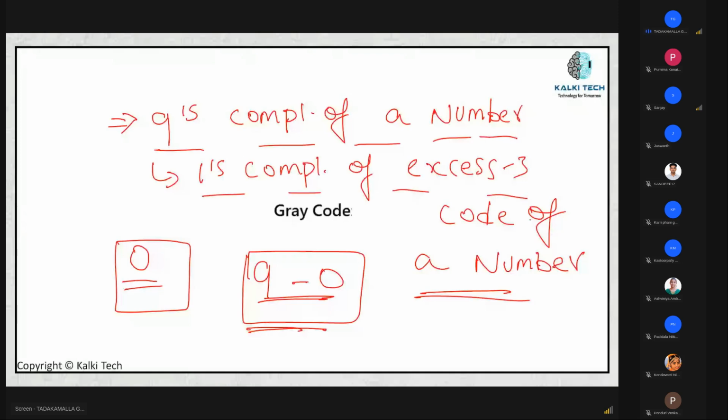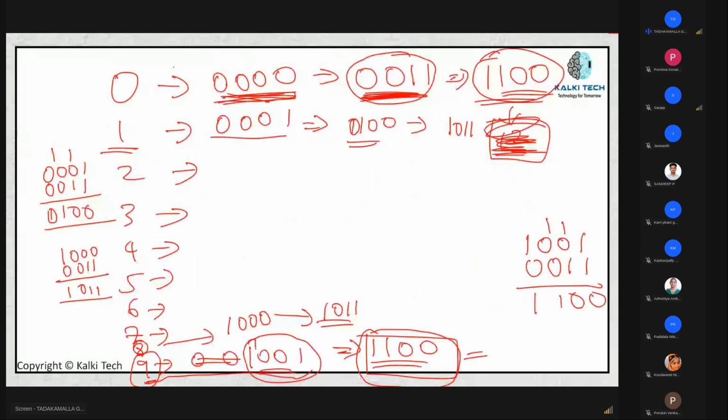Okay. So how to find the XS3 code of 0? Like this we have found, and the complement is nothing but the XS3 code of that particular number. So here we have found the complement of this particular XS3 code of 0, that is nothing but 1100, which is nothing but the XS3 code of 9.